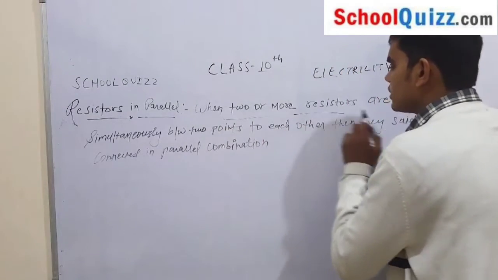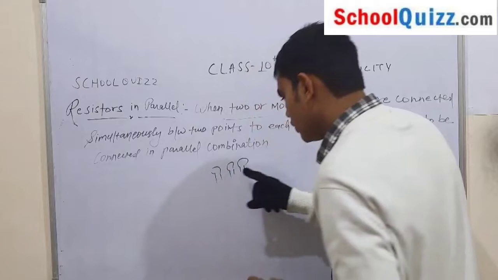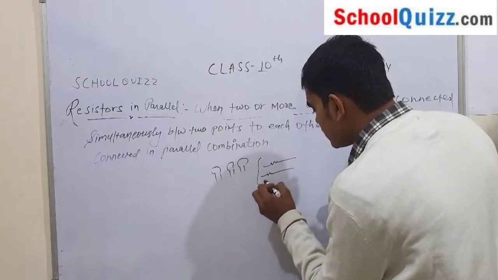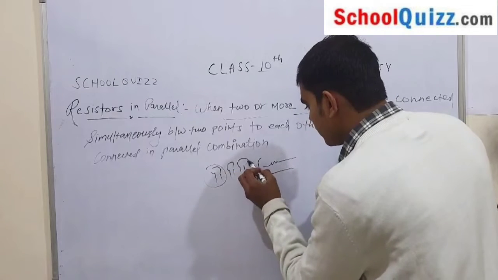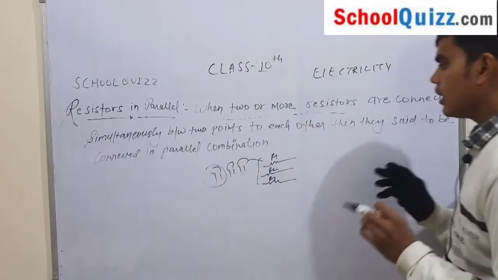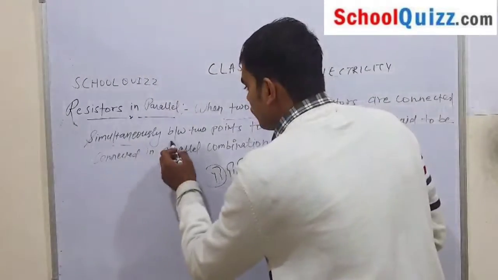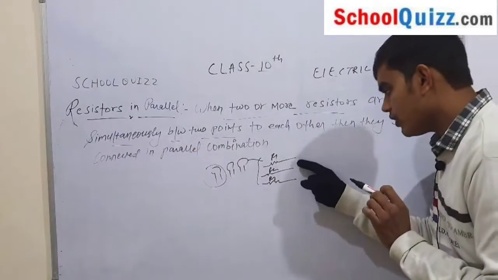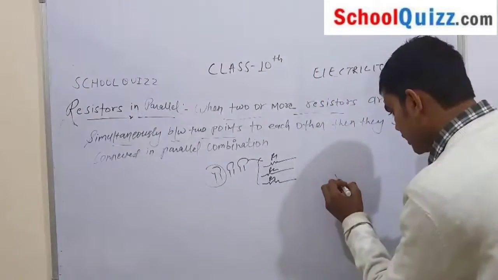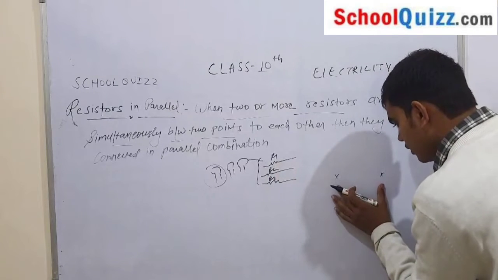So what is a resistor in parallel? When two or more resistors, take three resistors, suppose this is your bulb 1, this is your bulb 2 and this is your bulb 3. We know that these resistors are represented by this zigzag line. So this is your R1, this is your R2 and this is your R3. Now these are connected simultaneously between 2 points, point number 1 and point number 2.